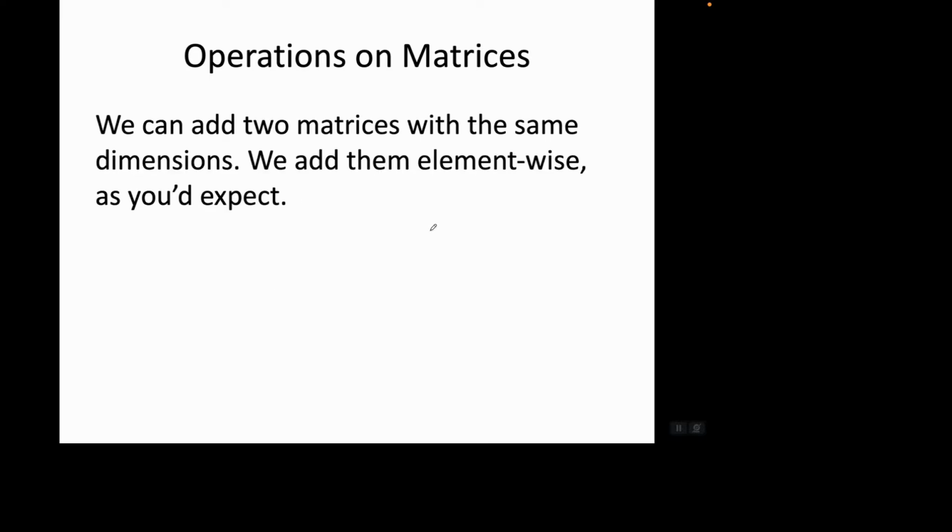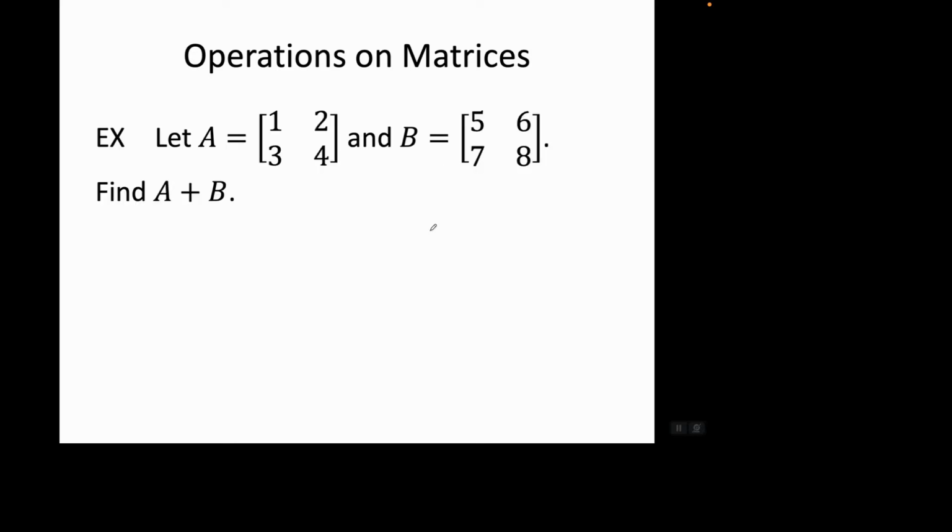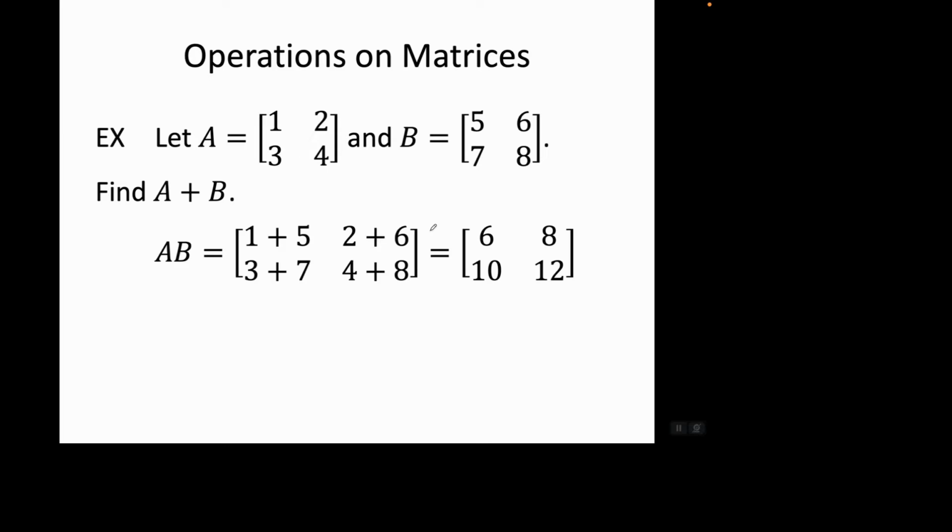We can add two matrices with the same dimensions. We add them element-wise, as you'd expect. For example, let A equal 1, 2, 3, 4, B equal 5, 6, 7, 8, find A plus B. We just add element-wise. So it's going to be 1 plus 5, 2 plus 6, 3 plus 7, and 4 plus 8. In other words, we get 6, 8, 10, 12.